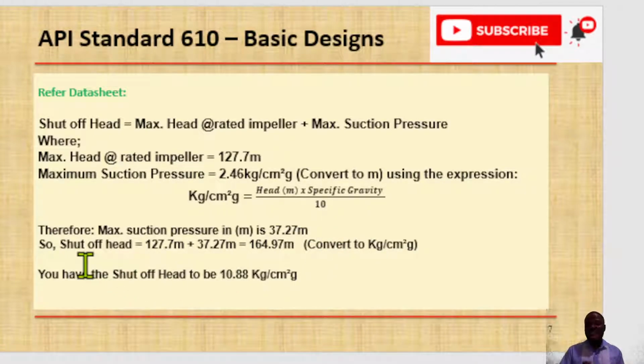So with your maximum head at rated impeller diameter in meter and your maximum suction pressure in meter, your shut-off head is going to be 127.7, don't forget, in meter, plus 37.27 in meter. So you have your shut-off head to be 164.97 meter. You can as well convert it to kg per centimeter square gauge with this same expression. If you use this same expression to convert the shut-off head to kg per centimeter square gauge, you are going to have your shut-off head to be what?